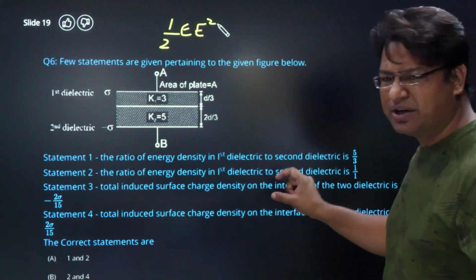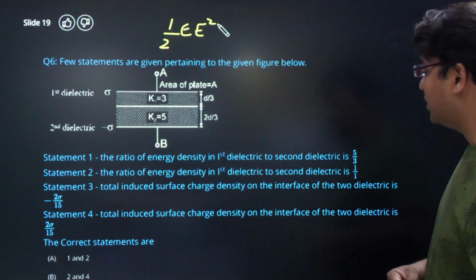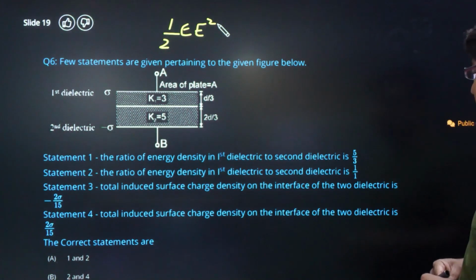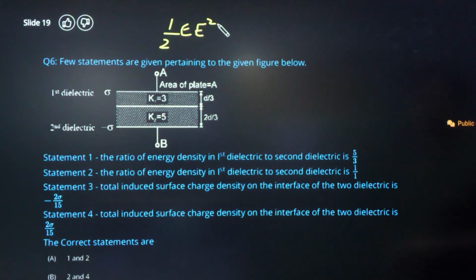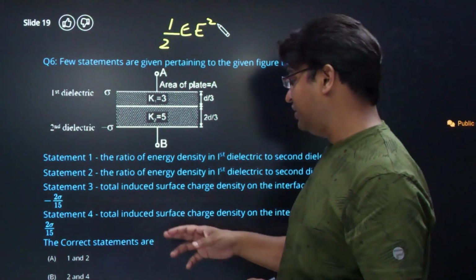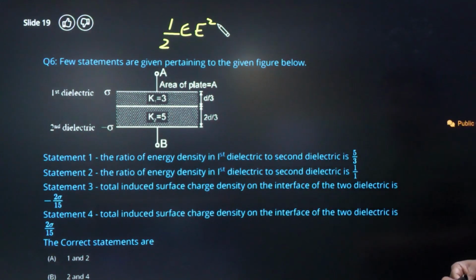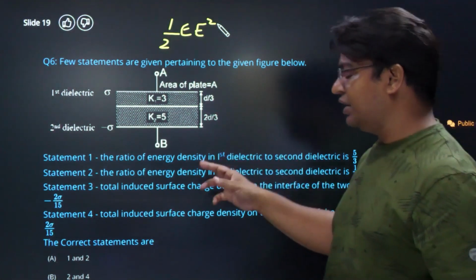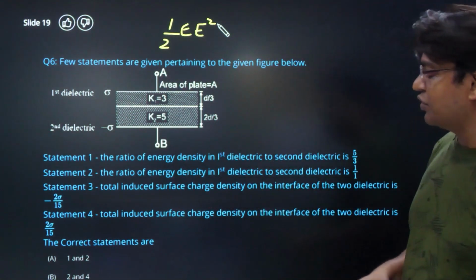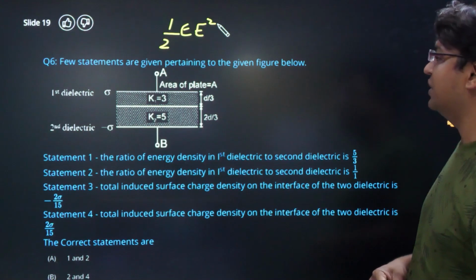So statements 1 and 2 talk about the same quantity. Statement 3 says total induced surface charge density on the interface of the two dielectric, and statement 4 says the same. That's a pretty difficult one, I would say. Total induced surface charge density on the interface. So statements 1 and 2 talk about the same quantity, and statements 3 and 4 talk about the same quantity. Let's focus on each of them one by one.